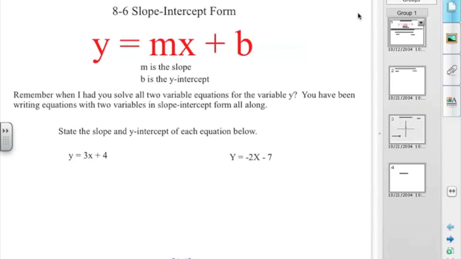If you read further down, remember when I had you solve all two variable equations for the variable y a couple of lessons ago in 8-2? You've been writing equations with two variables in slope-intercept form all along, which is a very important thing to do. So we're going to start off really easy. The equation is already in slope-intercept form.